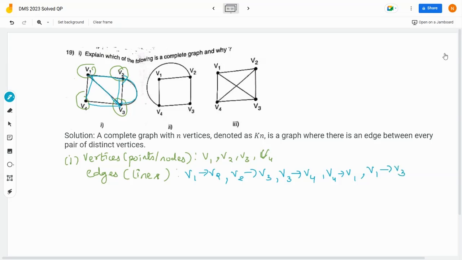Then missing edge. Which is the missing edge here? Here we don't have the edge from A4 to A2 or A2 to A4. So the missing edge is A2 to A4.